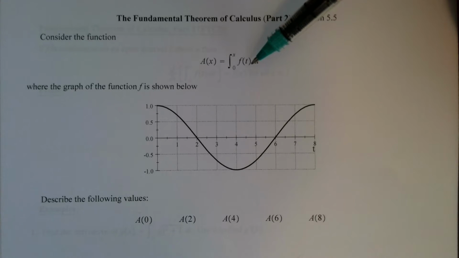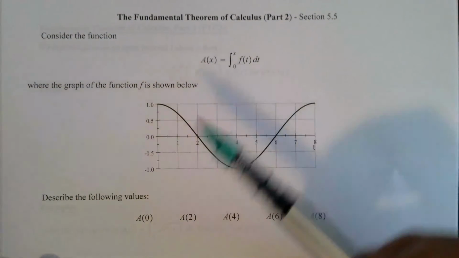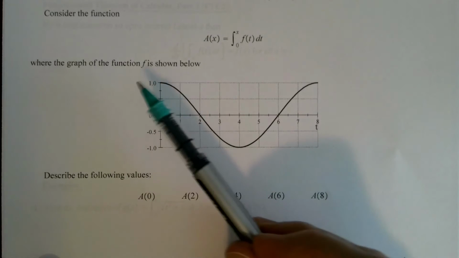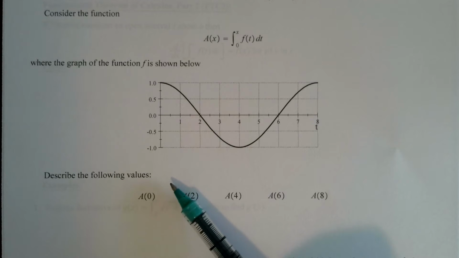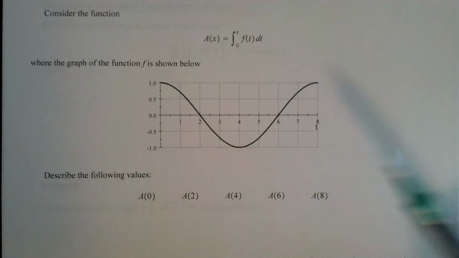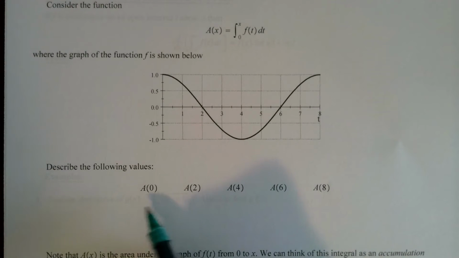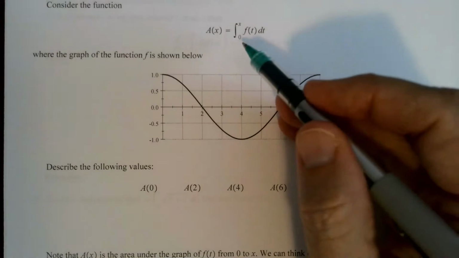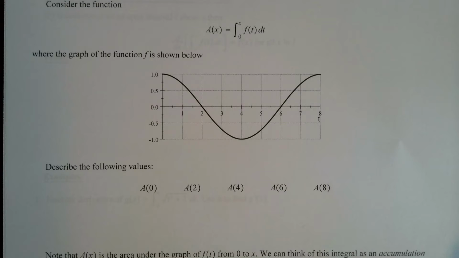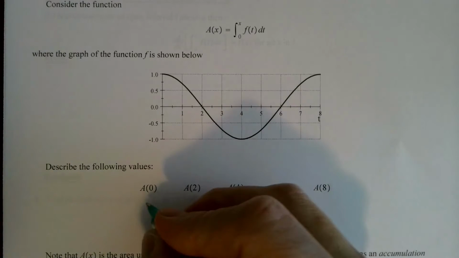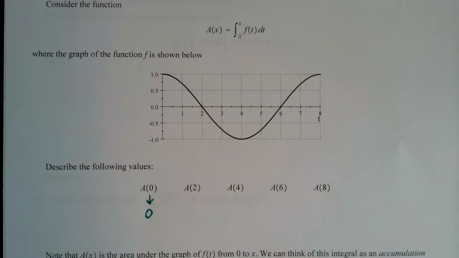Okay. So let's just interpret this and see. I've mentioned already that this is an area function, and let's see why. If this is the graph of the function f, maybe this is kind of like a cosine function, whatever it is, let's describe some values. What would A of 0 be? That would be the integral from 0 to 0 of f of t dt. Well, obviously, that is going to be 0, right, when the limits are the same.